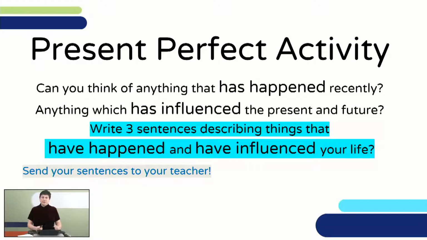One activity we can do to practice the present perfect is to think of something that has happened recently, anything which has influenced your present and future. I want you to start thinking about, maybe write 3 sentences describing things that have happened to you and have influenced your life. You can send those sentences to your teacher.